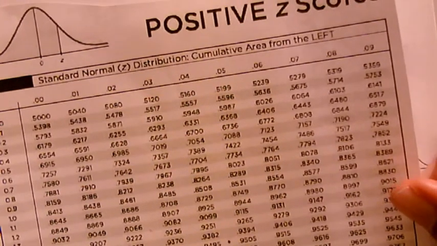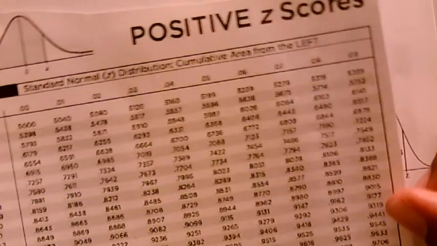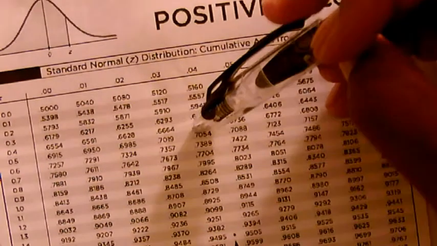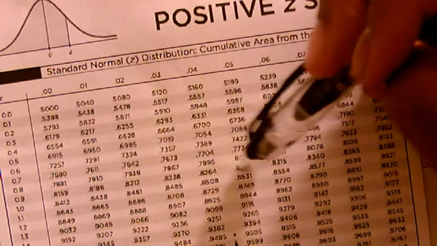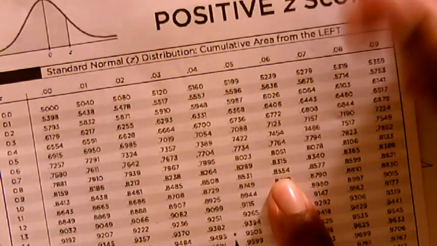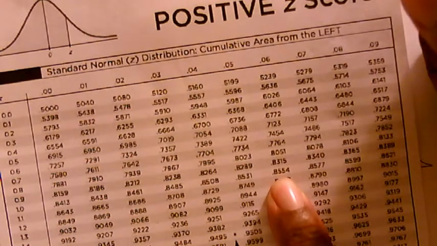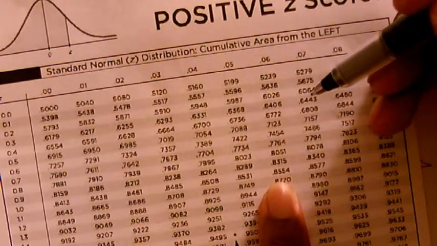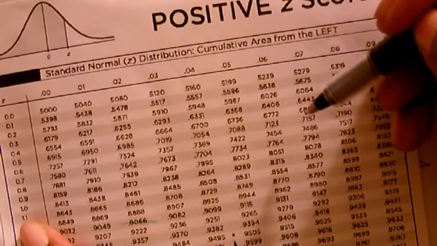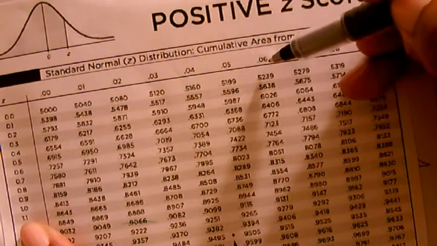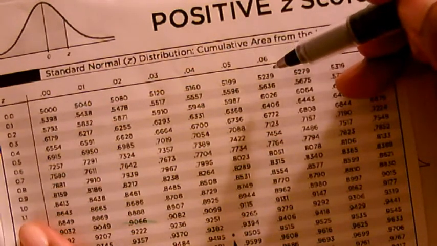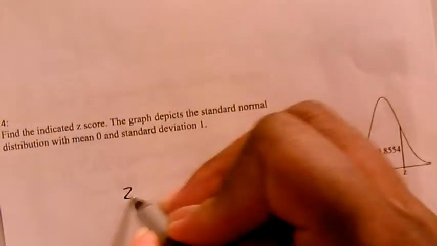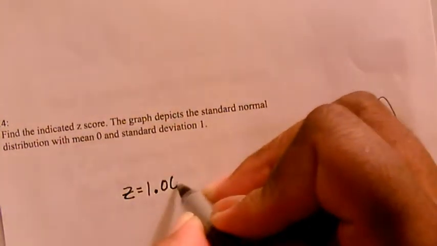So, in this particular situation, 0.8554, I looked in the body of the table for 0.8554, which is this number right here, which I just found. And then I'm going to read the z-score off to the left and off to the top. To the left of 0.8554, that's 1.0, and up here will be 0.06. So 1.0 and 0.06 will give me a z-score of 1.06.